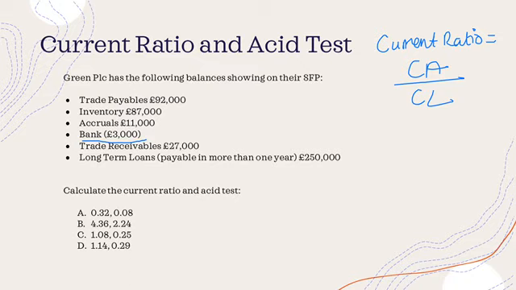Now we'd have to make note of current assets and current liabilities. So trade payables would be a current liability. Inventory would be a current asset. Accruals would be a current liability. The bank is £3,000 overdrawn, so it would be a current liability again. Usually it would be a current asset, but because we're overdrawn, it's a current liability. Trade receivables is a current asset, and long-term loans is not included in this because it's not current. It's in the longer period of time.